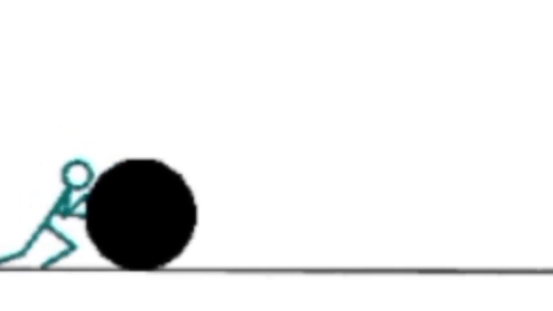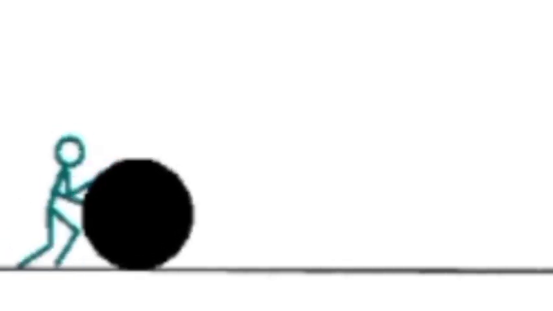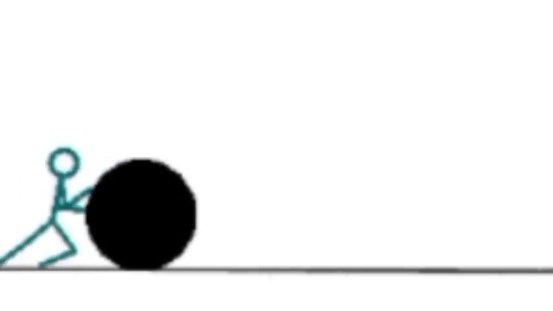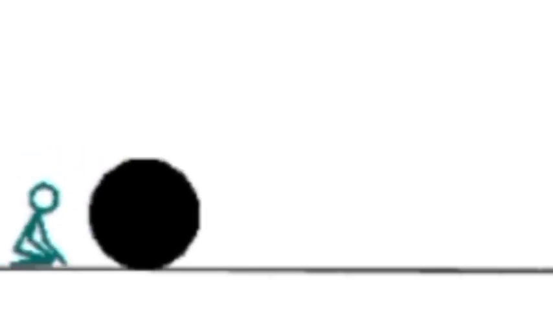So here is an animation in which you can observe very clearly. Here is a boy who is trying to push the large object, but the object is not at all moving. Then what is the reason? As I told you, there is an opposing force which is making the object not move.